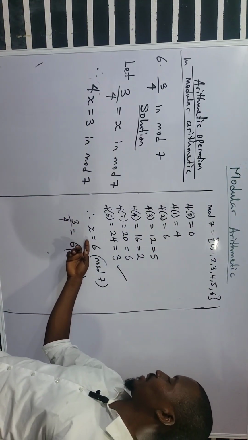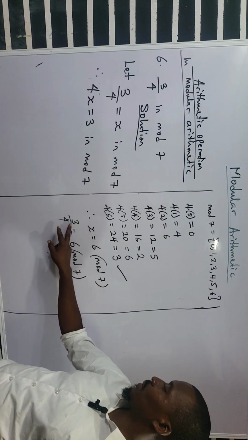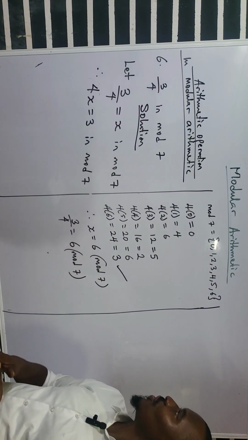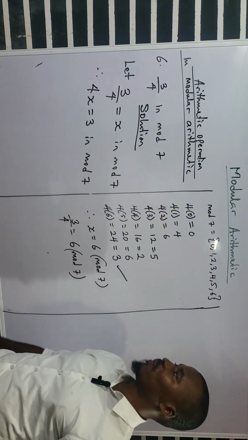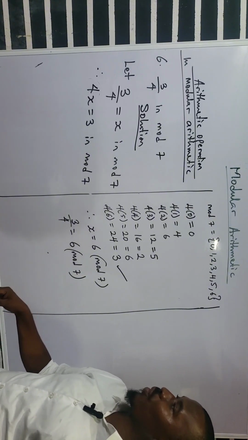Therefore, x is our what? x is 6, and 3 over 4 will give us 6 in modulo 7. So this is how we solve a problem in division. I'm going to solve one more problem.